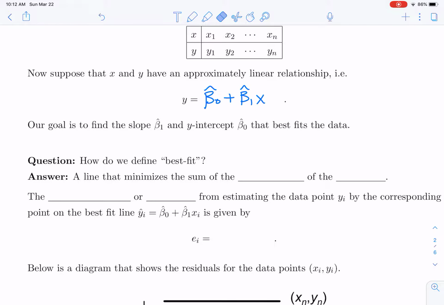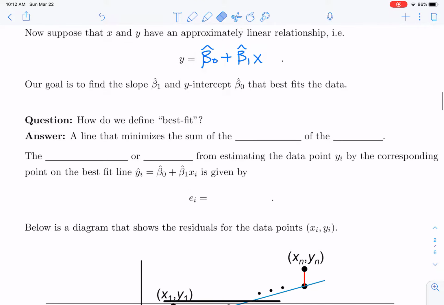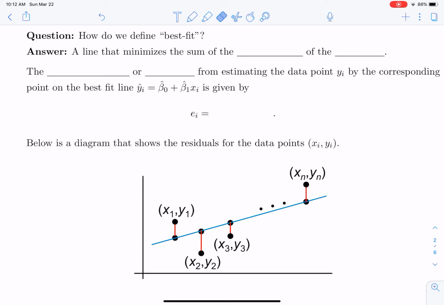So our goal is to find that slope and that intercept that gives the best fit. But the question is how do we define best fit? The way that we're going to define best fit is it's a line that minimizes the sums of the squares of the error.